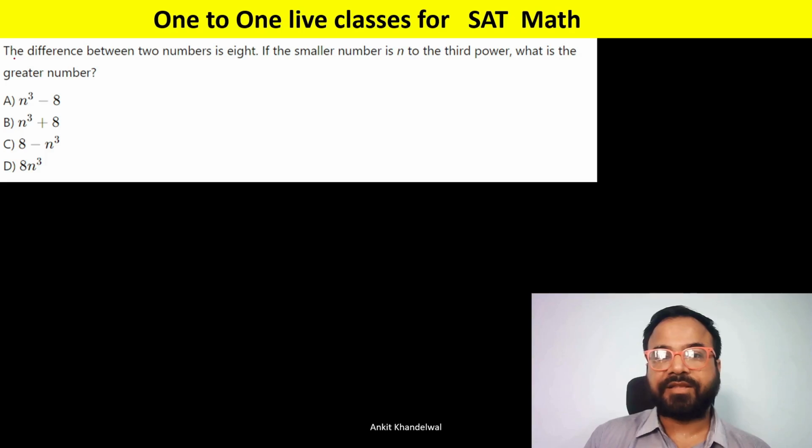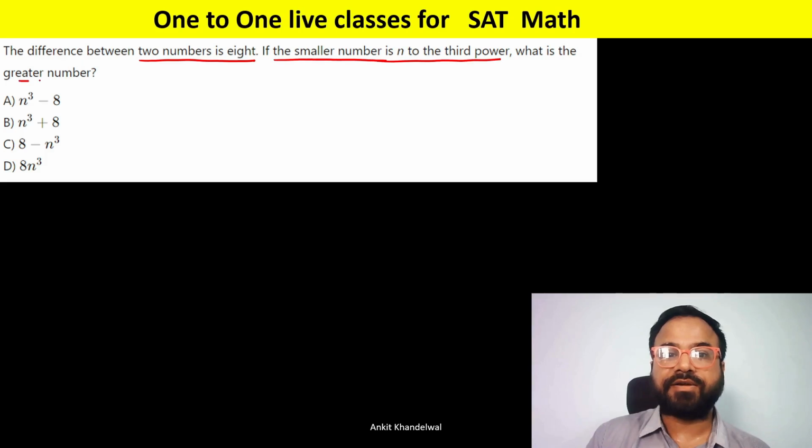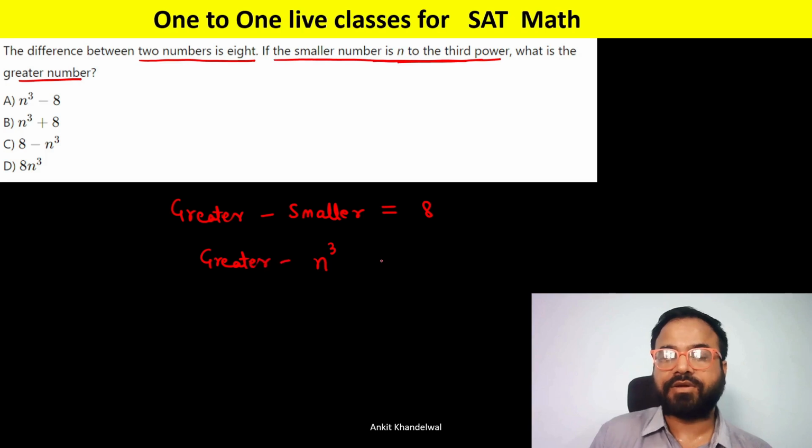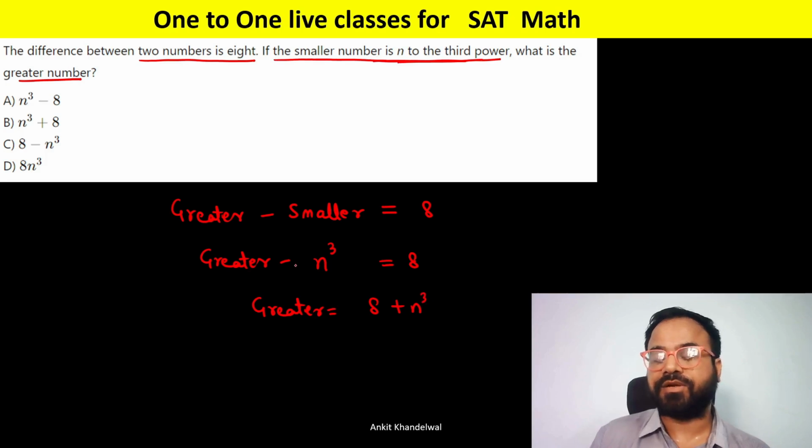Look at this next. The difference between two numbers is 8. The smaller number is n to the third power. What is the greater number? So we can say first thing, greater minus smaller is 8. It is saying the smaller number is n to the third power. So greater minus n to the third power is 8. So what is the greater number? Greater number is 8 plus n cube, adding n cube on both the sides. So the greater number is n cube plus 8, which is this answer.